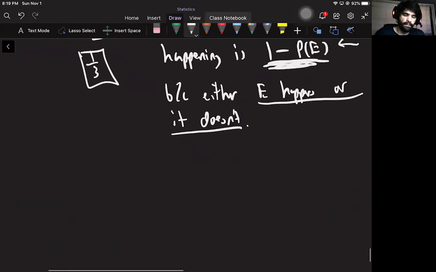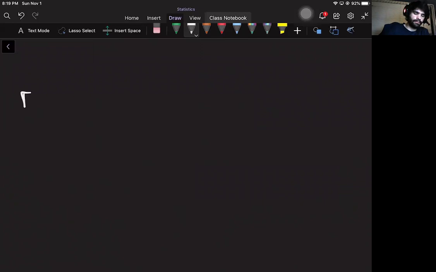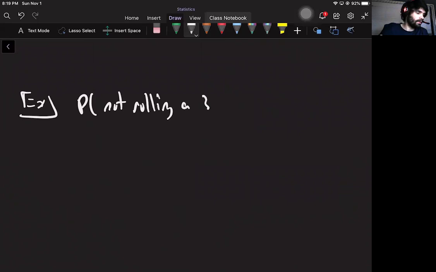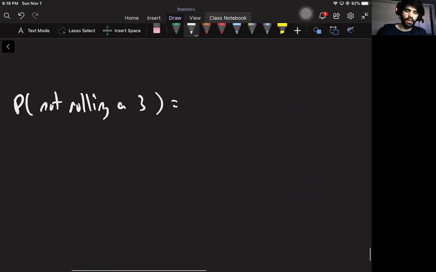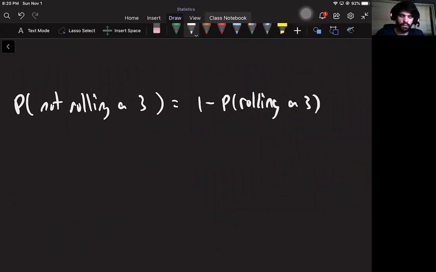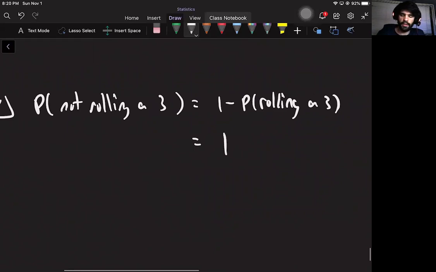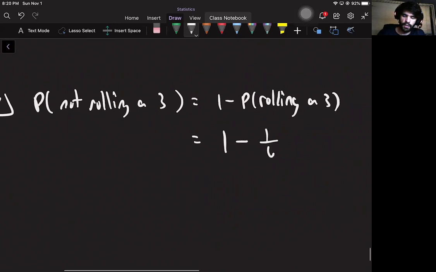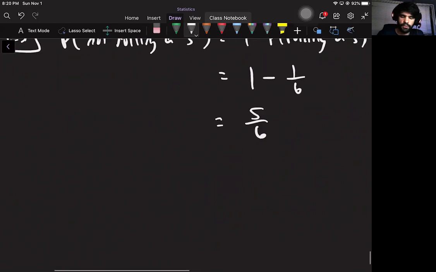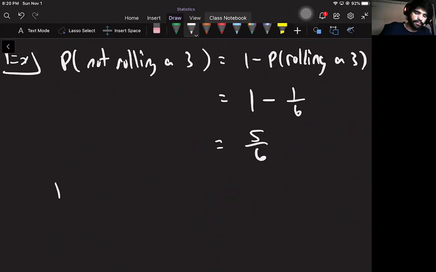So if you know the probability of something happening, then the probability that it's not happening must be 1 minus that number. All right, so we can use this in practice real quick. What's the probability of not rolling the 3 with a die? Well, it's 1 minus the probability of that event happening. The probability of rolling a 3 is 1 out of 6. So the probability of not rolling a 3 is 1 minus 1 over 6, which would be 5 over 6.